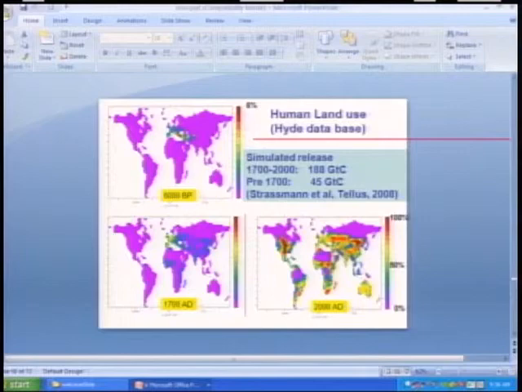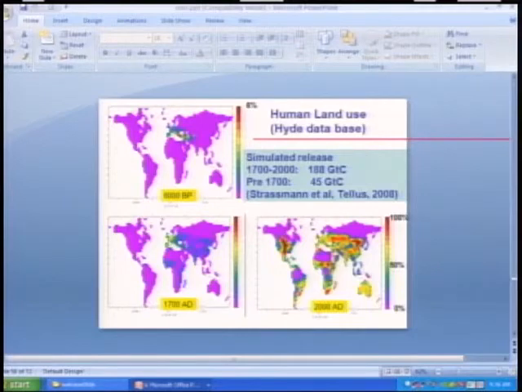And at 1700 the situation is already quite different. Land use is very strong here in Europe and also in parts of Asia, parts of Africa. But for example, in North America, there's very little anthropogenic land use, simply as the white man wasn't really there yet. And if we go further back in time, then there are still a few centers. And we can prescribe these land use maps in the model and see what it does to CO₂.